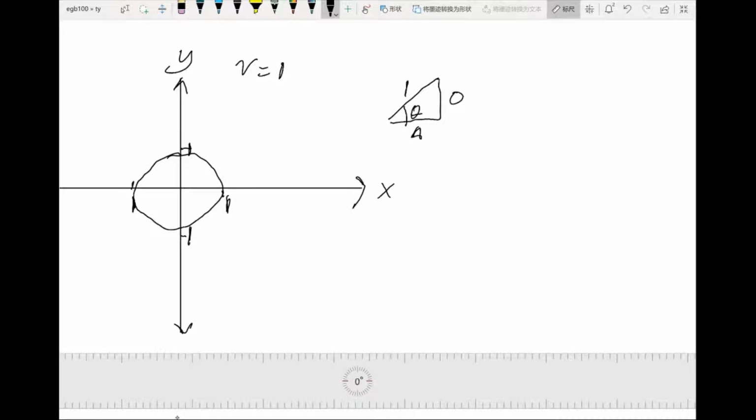So using this, we can tell that sine of theta must be equal to, well, the opposite divided by the hypotenuse, which is 1. Therefore, for this circle, we get the opposite is equal to sine theta.